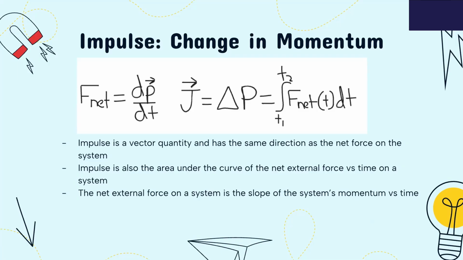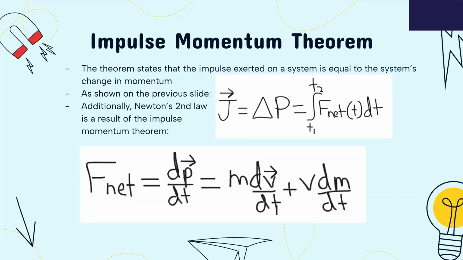Additionally, we can rearrange it to get that the F net on a system is equal to the derivative of the momentum with respect to time. Because of this, that's how we get the connections to the graphs. So impulse is the area under the curve and net external force is the slope. The impulse-momentum theorem states that the total change in a system's momentum has to be equal to the impulse.